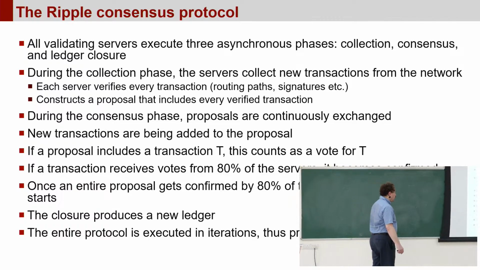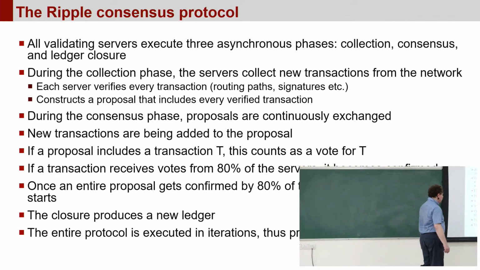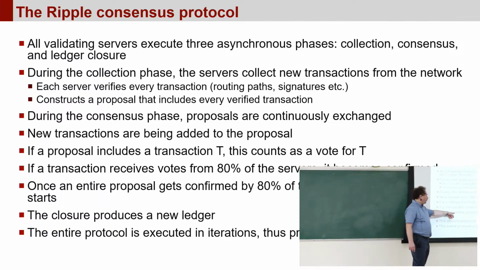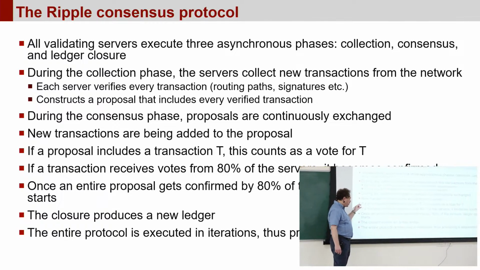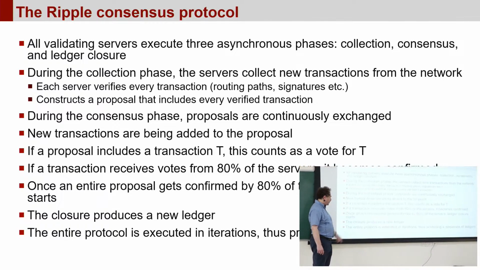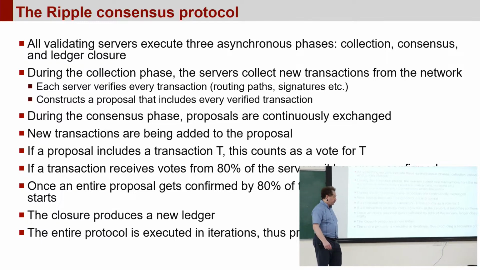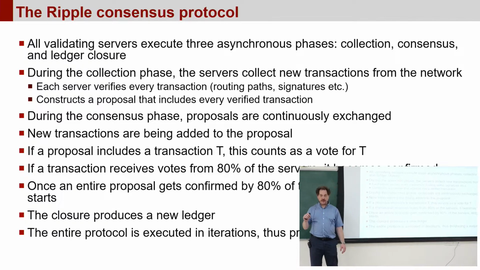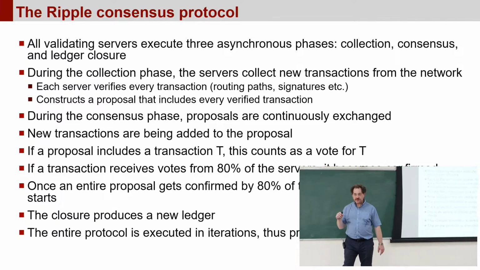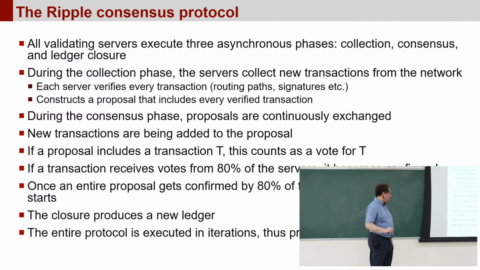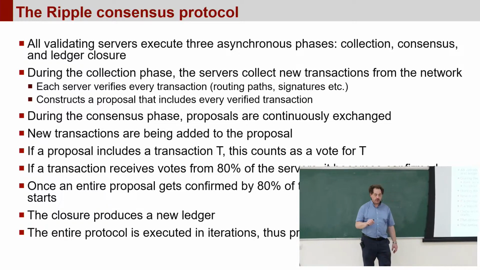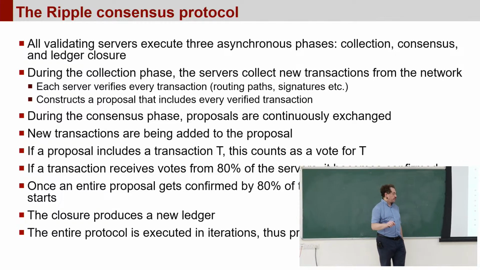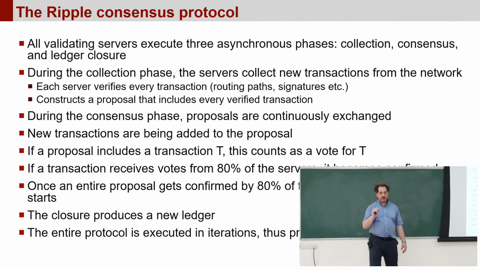And once each transaction in the proposal gets confirmed by 80% of the servers, we start the third phase, which is ledger closure. The closure procedure produces a new ledger. So it's different, again, from Bitcoin or Ethereum.